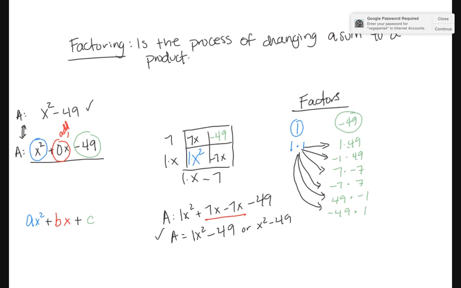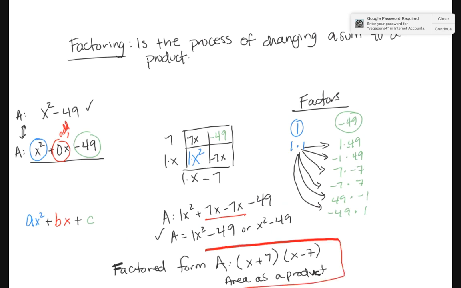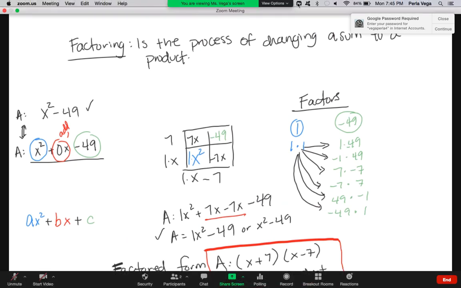And the way that we would write the factored form would be x plus 7 and x minus 7. I'm actually getting what we have right here. x plus 7 and x minus 7. That is my area as a product. Let's see. This is what we are looking for. Okay. All right, and we're done with that one.